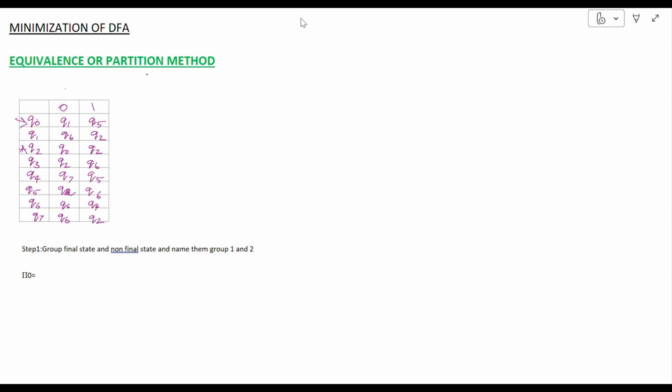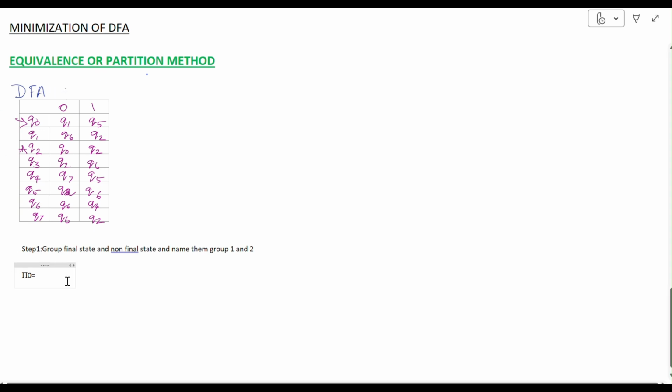Welcome to the next topic, minimization of DFA. This method is known as the equivalence method or partition method. Here they have given a DFA transition table. This DFA should be minimized by reducing the number of states. This is the DFA transition table which is given.